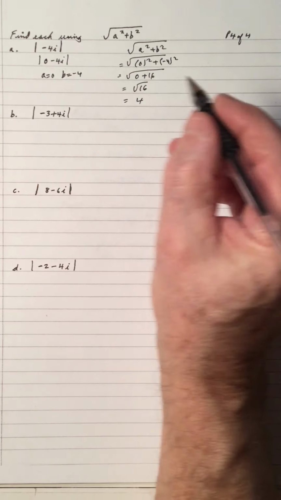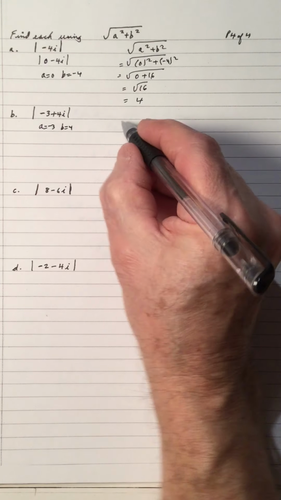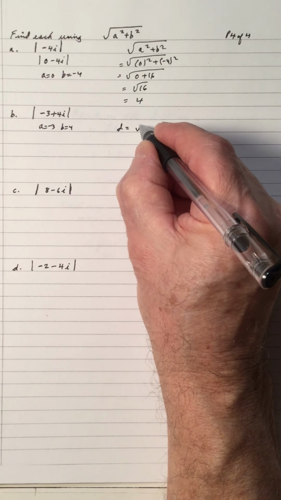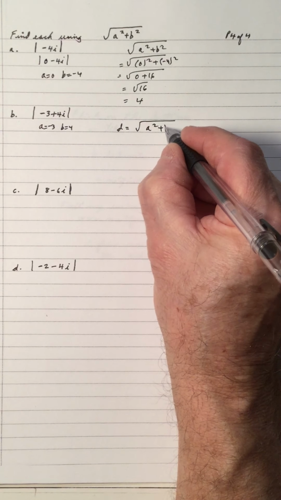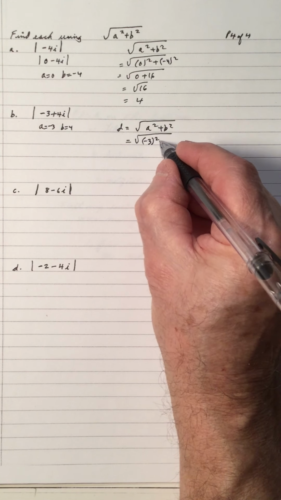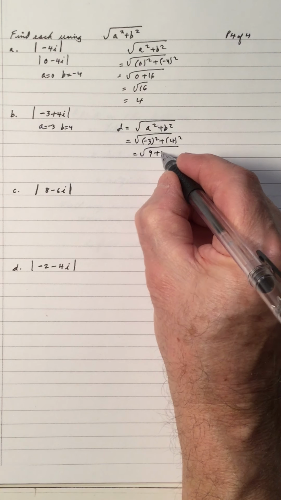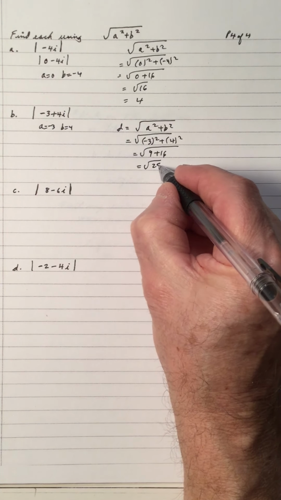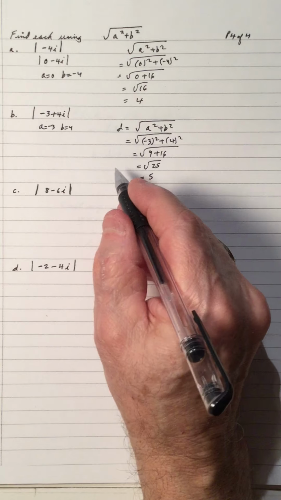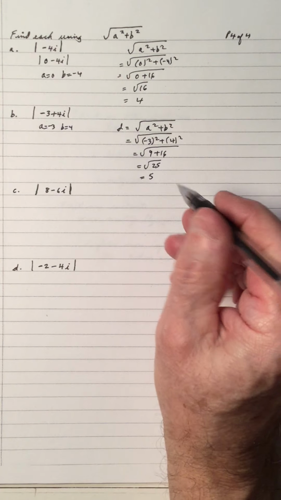And again, we have a is negative 3, b is 4. So the absolute value is the distance. So it's the square root of a squared plus b squared. A is negative 3, b is 4. That's 9 plus 16, which is 25, which gives me 5. And again, remember, you're working this out similar to plotting a point and setting up a right triangle using Pythagoras.